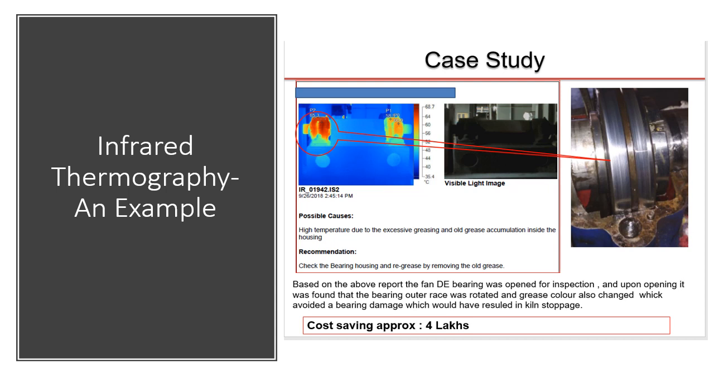So, if this was not identified in time, this would have caused failure of this bearing. It ultimately would have resulted in the stoppage of the main equipment. By the way, the savings from this particular occurrence is around 4 lakh Indian rupees.